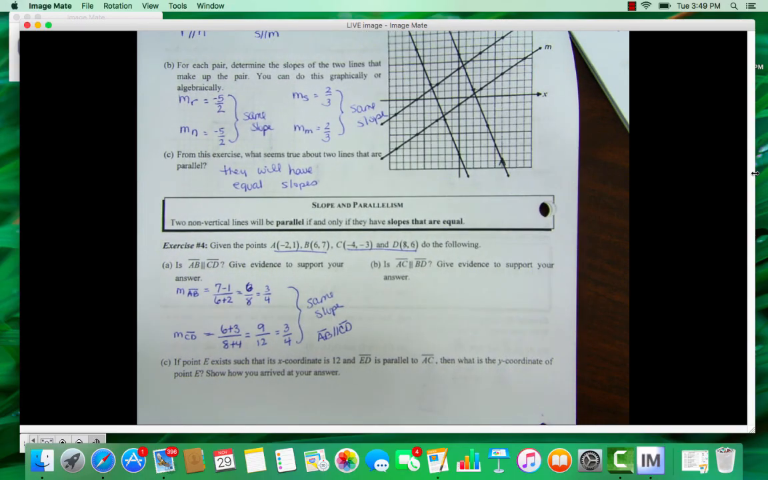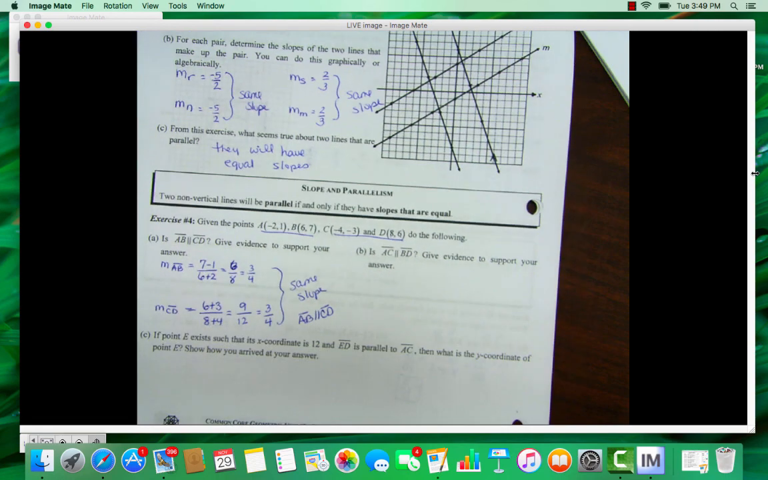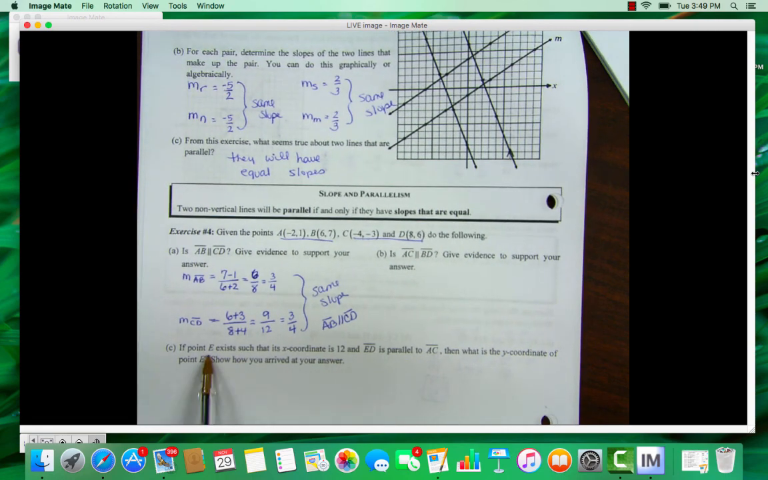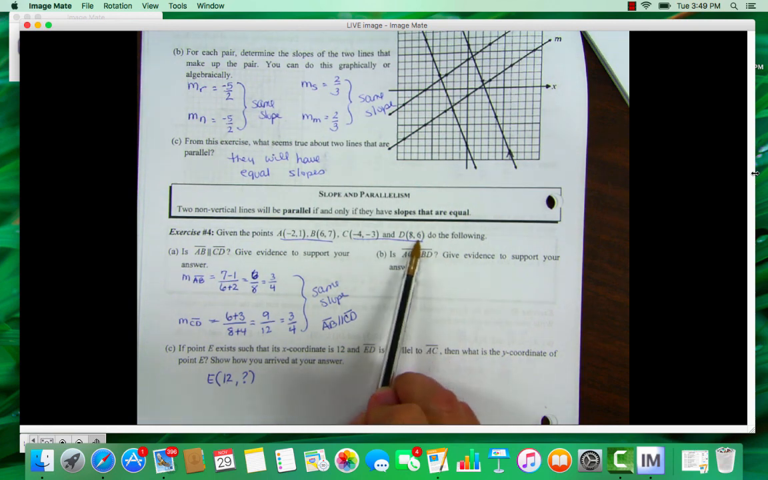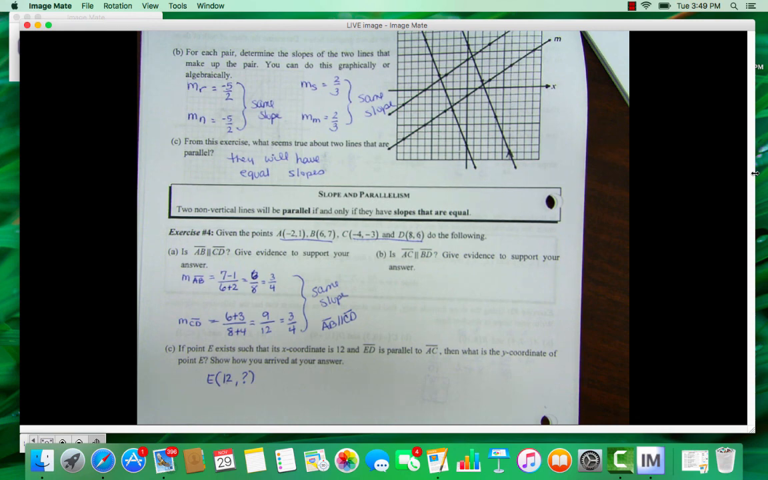And then the last one is a bit of a challenge problem, I think. It says that we have some point E such that its x-coordinate is 12. We know that ED, from E to D, where D is the point (8, 6), is parallel to AC. So what would the y-coordinate of point E have to be? And then show how you arrived at your answer.